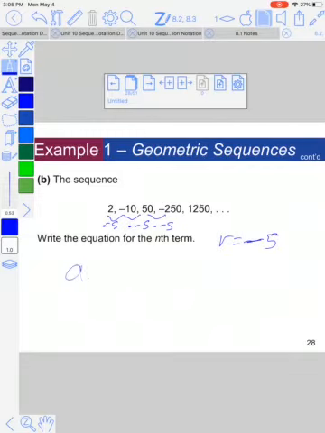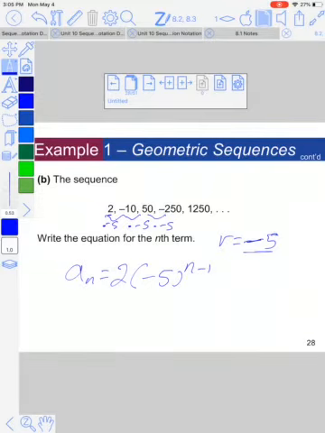So, to find the nth term, a sub n, we take the first term, which in this case is 2, times our common ratio, -5, to the n minus 1. Again, why is the n minus 1 an exponent? Because I'm repetitively multiplying by something, which is an exponent.